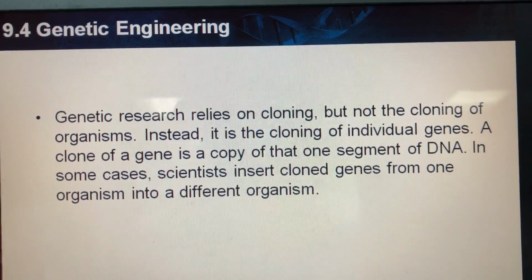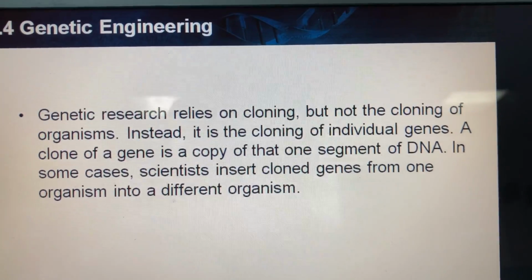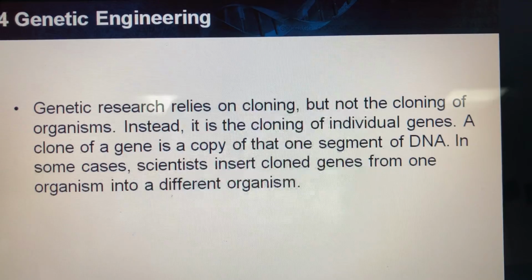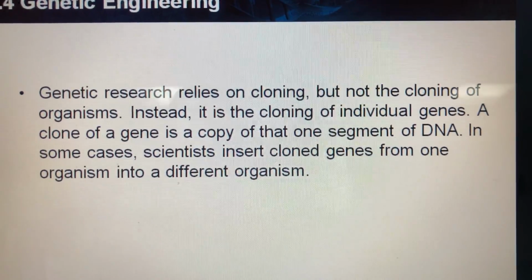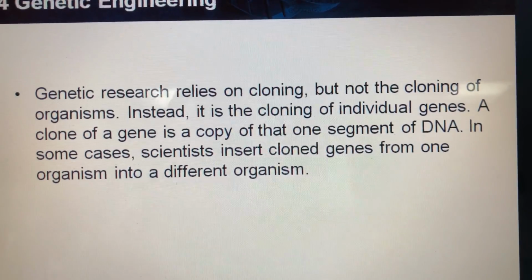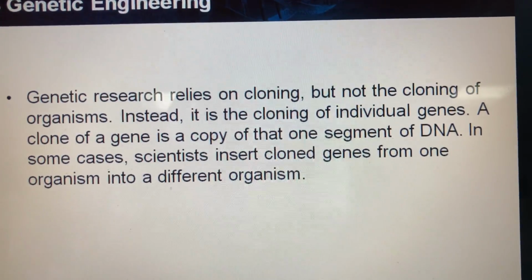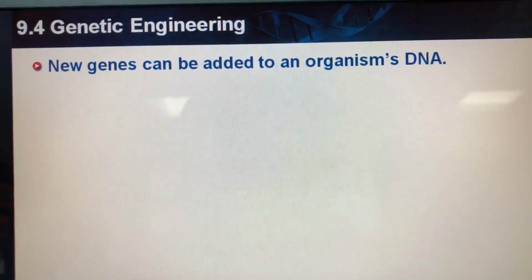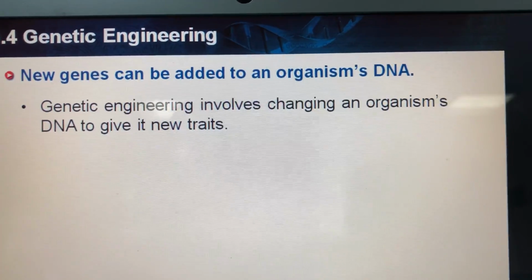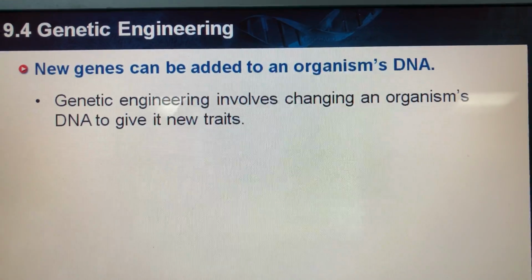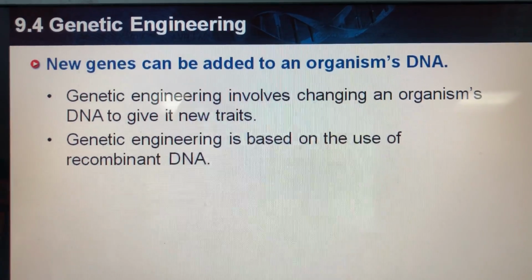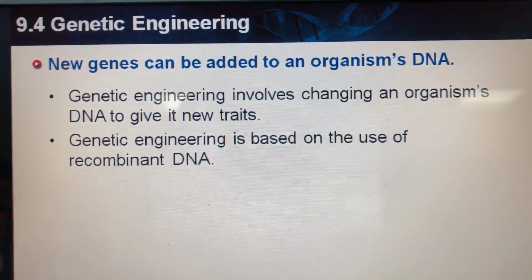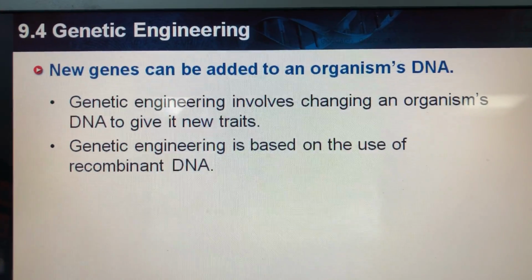Now, genetic research relies on cloning for genetic engineering, but not cloning the organism. Instead, it is cloning of individual genes. A clone of a gene is a copy of that one segment of DNA. In some cases, scientists insert cloned genes from one organism into a different organism. So, new genes can be added to an organism's DNA. And genetic engineering in this way involves changing an organism's DNA to give it a new trait or a desired trait. Genetic engineering is based on the use of recombinant DNA.